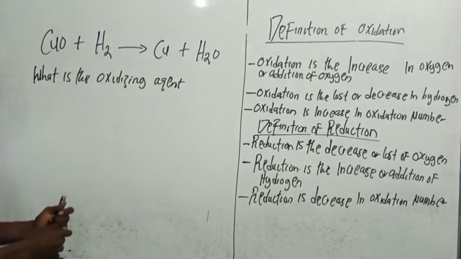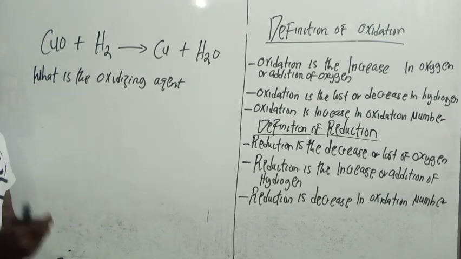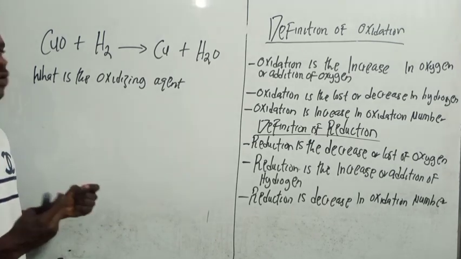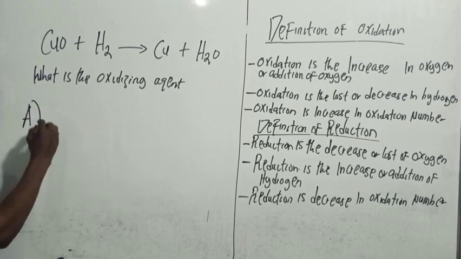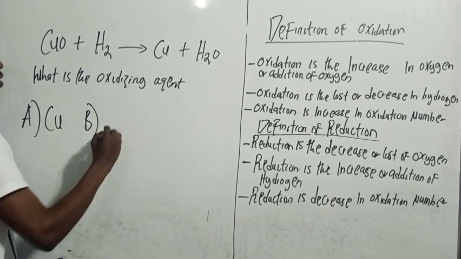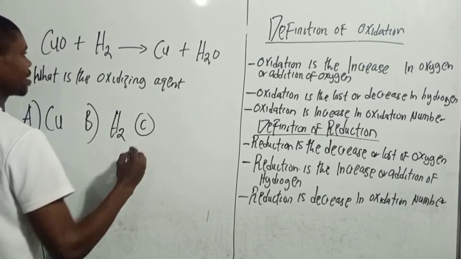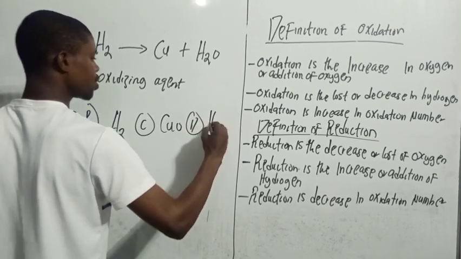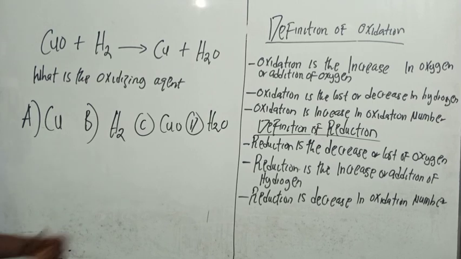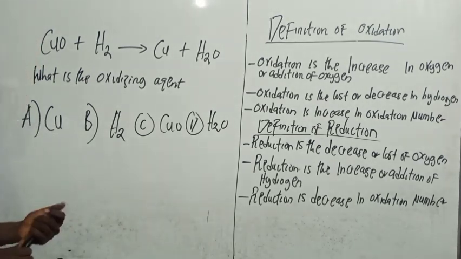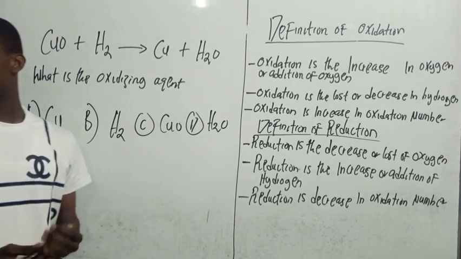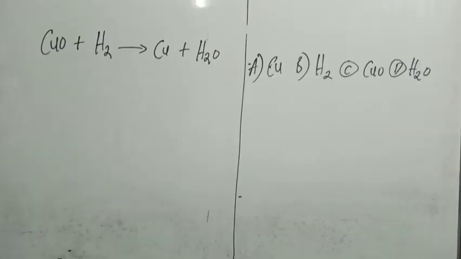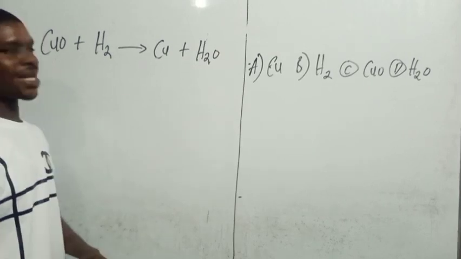So look at the redox reaction here. They are now asking which is the oxidizing agent. In your questions they will give options: A is Cu, B is H2, C is CuO, D is H2O. So which of these is the oxidizing agent? Pause the video and try it for me.